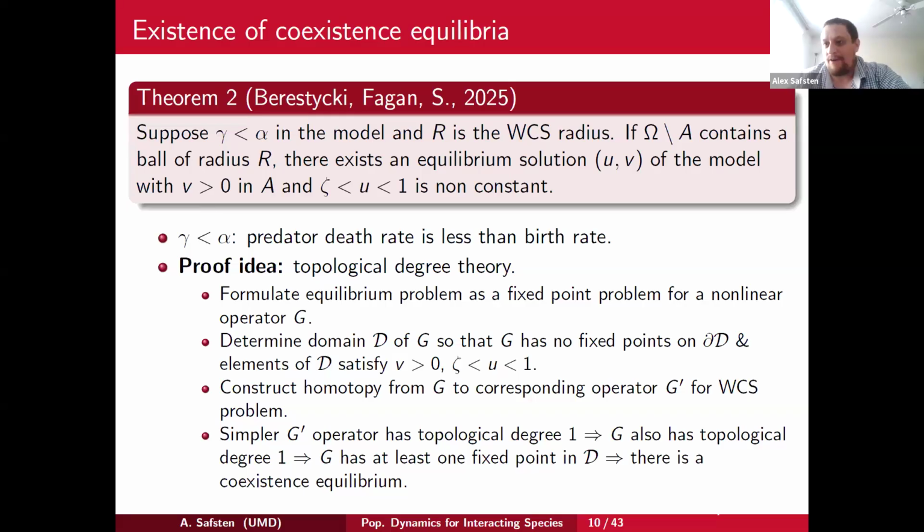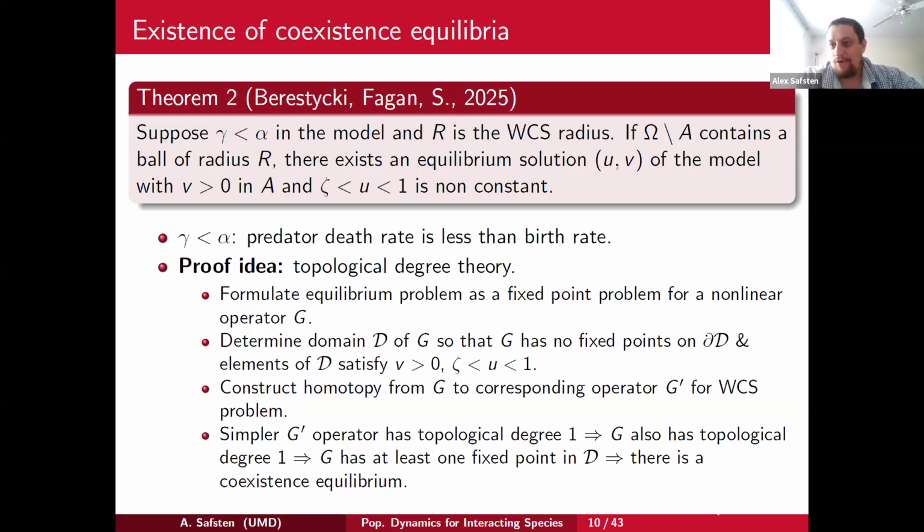By the way, my collaborators Henri Barasticki and Bill Fagan worked with me on this. So for this theorem, we need the death rate gamma to be less than the birth rate alpha for predators, and then if the predator-free domain contains that ball of radius r, the worst case scenario radius, then there exists a non-constant equilibrium solution to the model with predators positive and prey somewhere between that worst case scenario solution zeta and the carrying capacity 1.